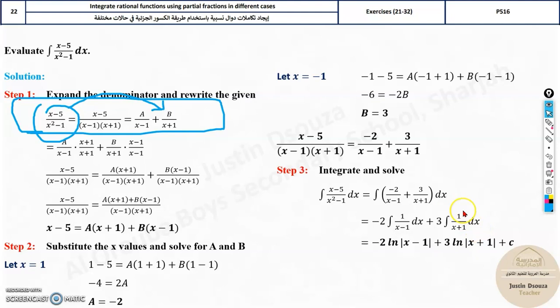and the constant of integration. This is how we solve this problem. Now, what if it's a more complicated problem? There are two types of problem.